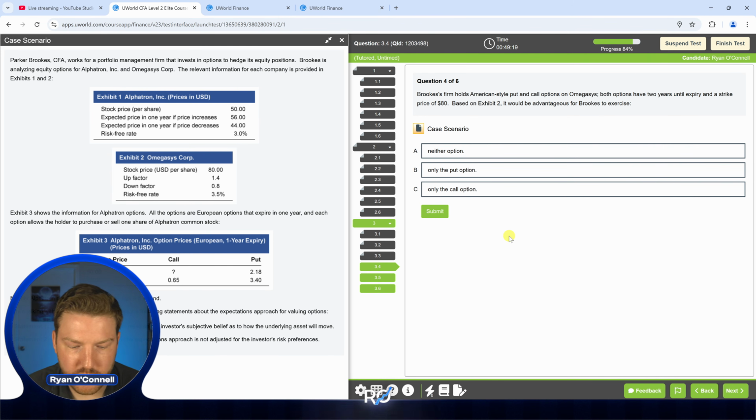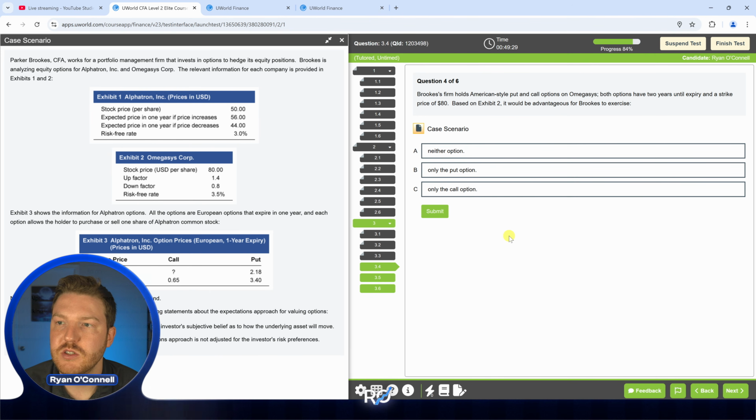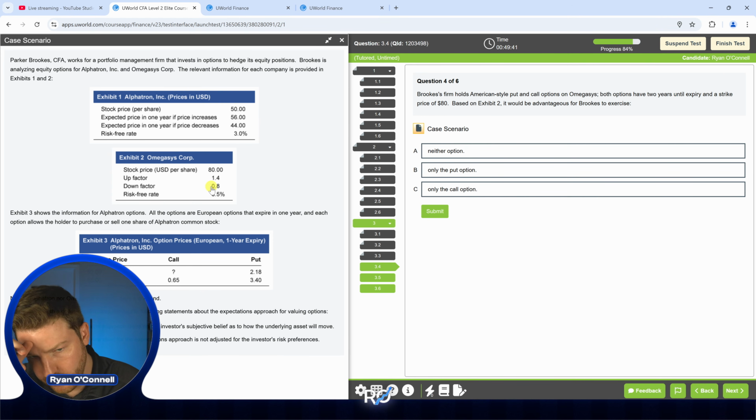Okay, let's move on to the next question. So Brooks' firm holds American-style put and call options on Omega Cis. Both options have 2 years until expiry and a strike price of 80. Based on Exhibit 2, it would be advantageous for Brooks to exercise... So this one is a little bit convoluted. So I think what it's saying is, would we ever early exercise if they were American at any point?